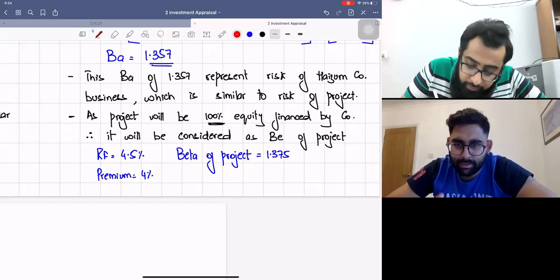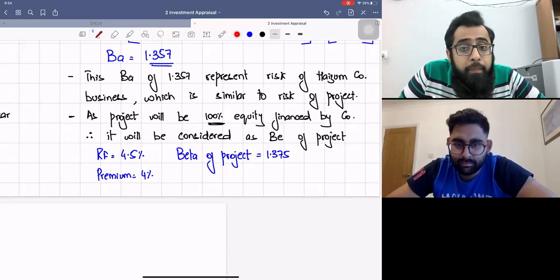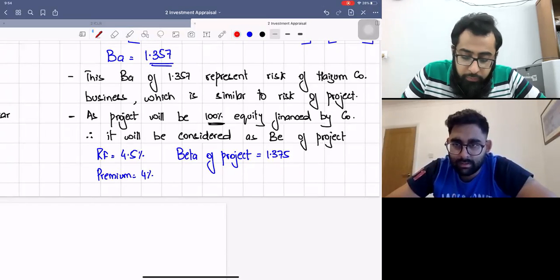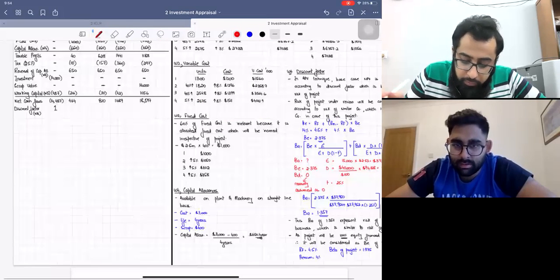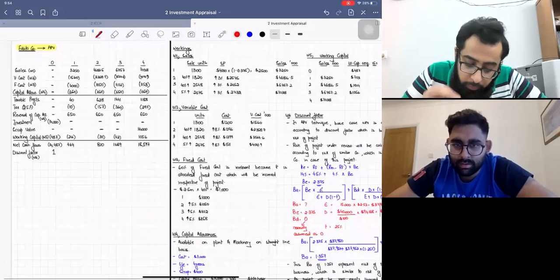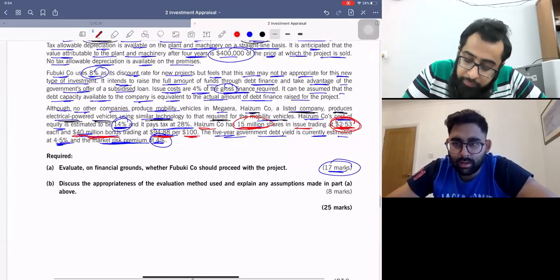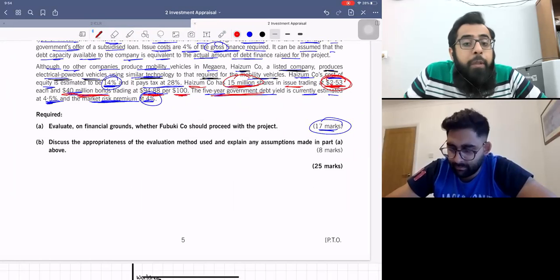The risk-free rate is 4.5%. That's what we've been given, yeah? Yeah, that was given in the question. We picked it from the year. We used it in the Heisen company data also. Yeah. The 5-year government yield is 4.5 and premium is 4%.